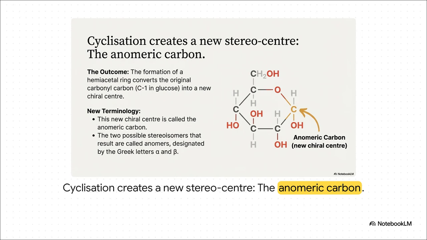And this is where it gets really, really cool. The process of forming a ring creates a brand new chiral center out of thin air. The carbon that was originally part of that flat carbonyl group, that's carbon number 1 in glucose, is now bonded to 4 different groups. This special new center gets its own name. It's called the anomeric carbon.